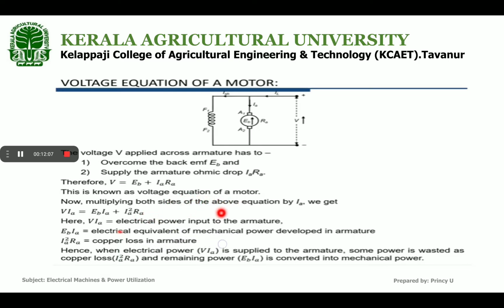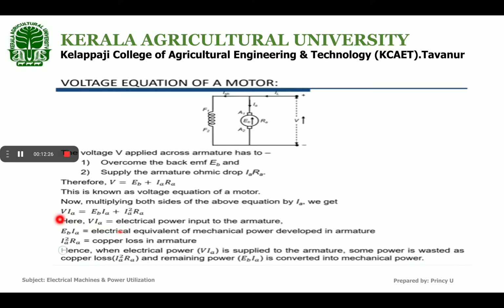Now multiplying both sides of the above equation by IA, we multiply the left hand side and right hand side by the armature current IA. So this equation becomes VIA is equal to EB into IA plus IA square RA. What is this? It's a power equation.